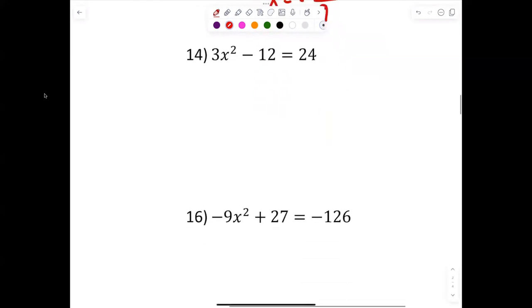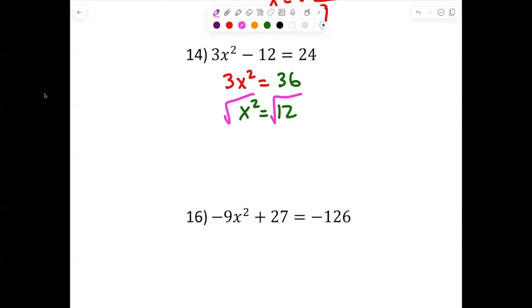All right, let's see what we're doing on 14. First step for 14 is what? Add 12. Good job. 3x squared equals what? 36. Now what? Divide by 3. So I have x squared is equal to what? 12. Now what do I need to do?